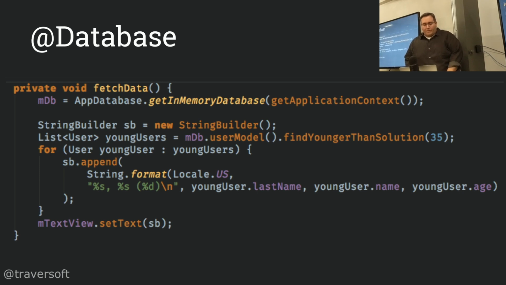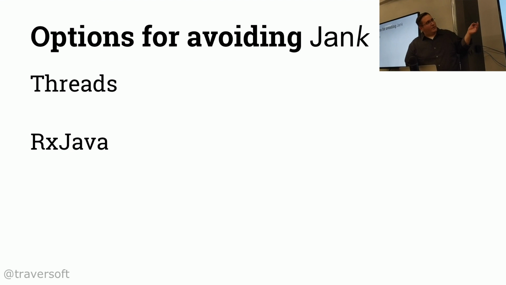There's one problem with this code, though. We're not doing anything. We're doing everything on the main thread, right? We're not saying, hey, do this elsewhere, right? So the problem this is going to create is jank. And there's options to avoid jank, right?